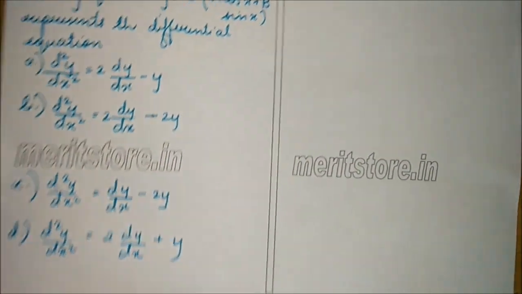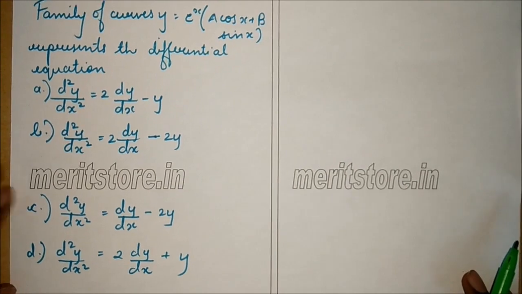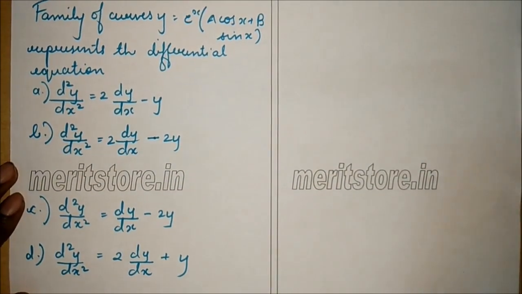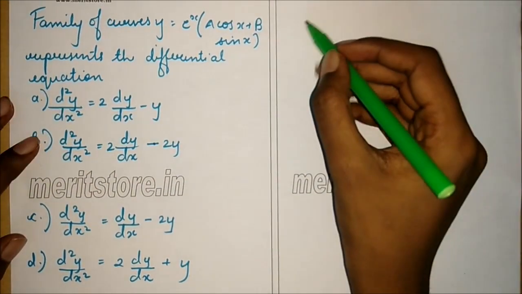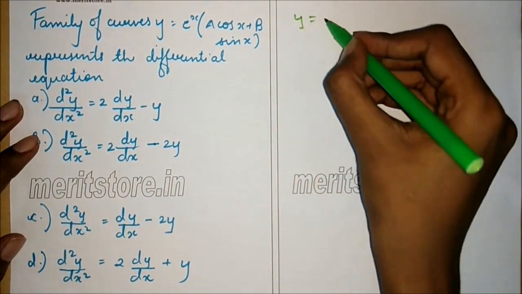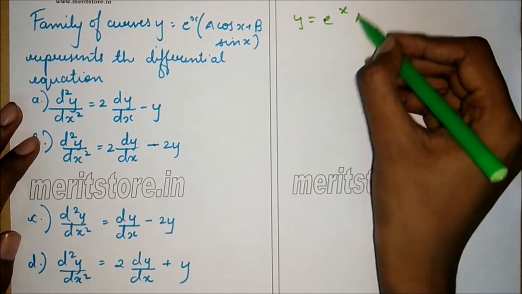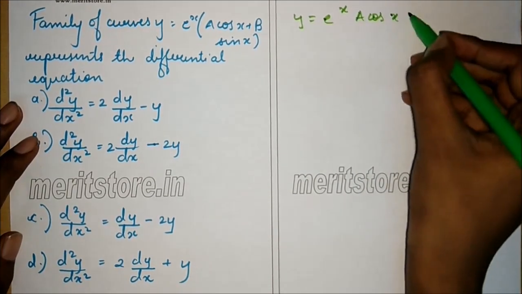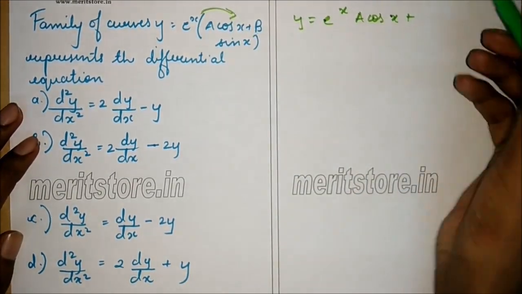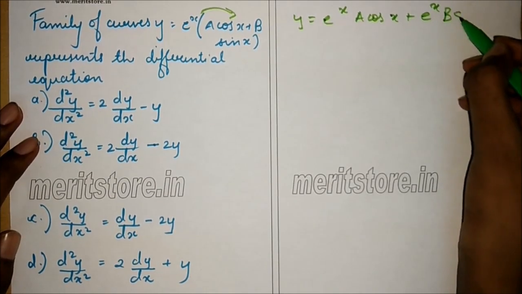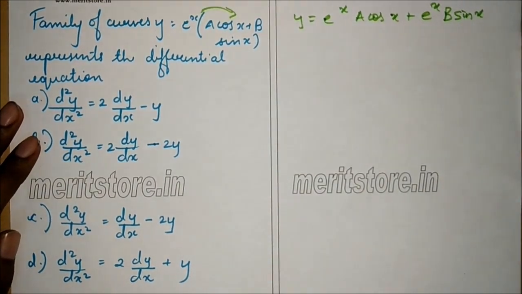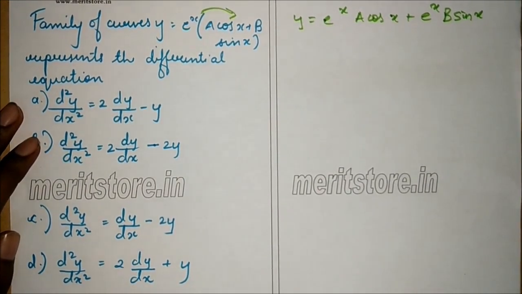Family of curves y equals e raised to x, a cos x plus b sin x represents the differential equation. So the given equation is y equals e raised to x, a cos x plus, taking e raised to x inside the bracket, so e raised to x, b sin x. So this equation is given. We are supposed to find the differential equation.